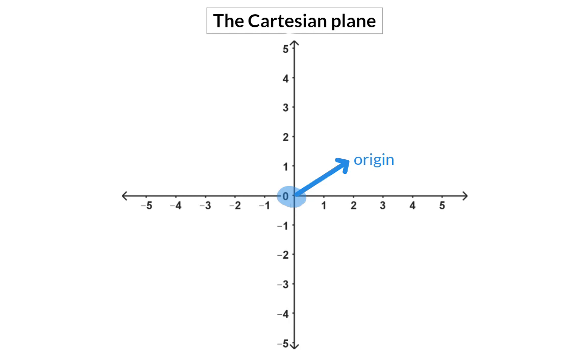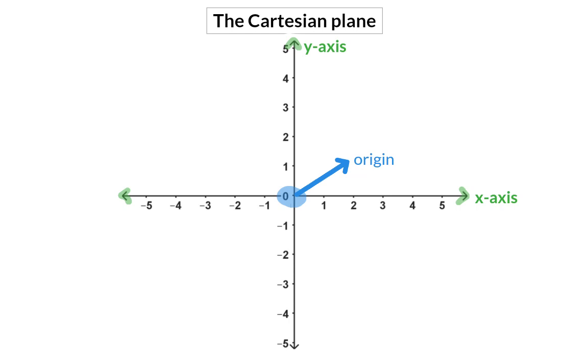The horizontal number line is called the x-axis and the vertical number line is the y-axis. Both number lines continue infinitely in both directions, and this is indicated by the arrow points. These two number lines divide the Cartesian plane into 4 quarters.